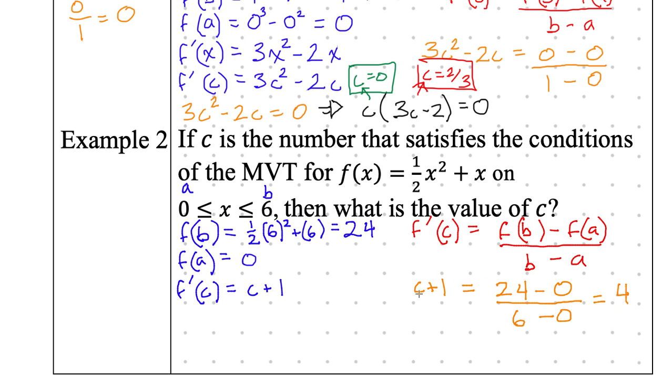So then I get the equation c plus 1 is equal to 4. Therefore, c is equal to 3. Is 3 the answer? Is it still in the interval? Yes. It is in the interval between 0 and 6, so c equals 3 is the answer.